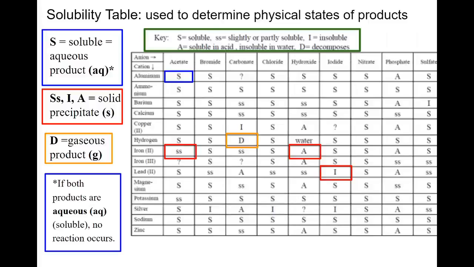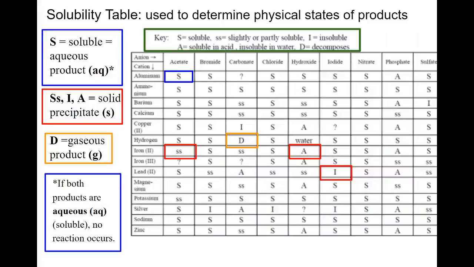And then soluble in acid means that it can dissolve, but only in acid. In water, it will not dissolve. All of our reactions take place in water. So if something is soluble in acid, it will be solid as your product. And lastly, we have D. D stands for decomposes. If you have a product that decomposes, that means you've made a gas. You're going to have a product that bubbles, producing a new gas.